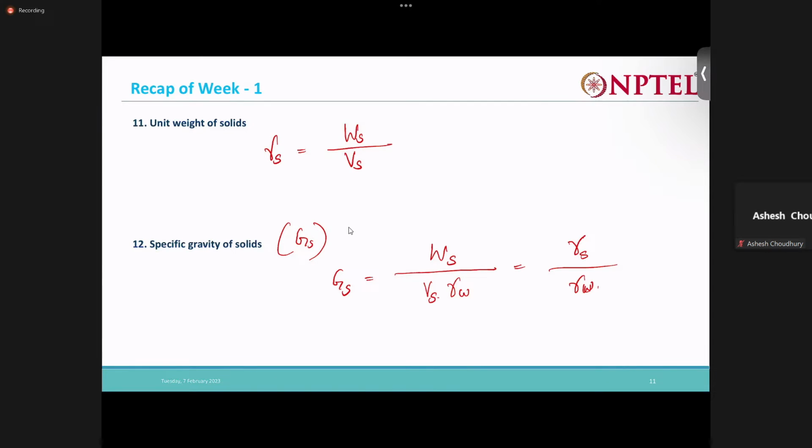So always remember that GS is always between 2.65 and 2.80 for most of the solids.